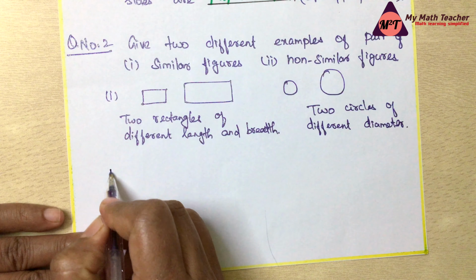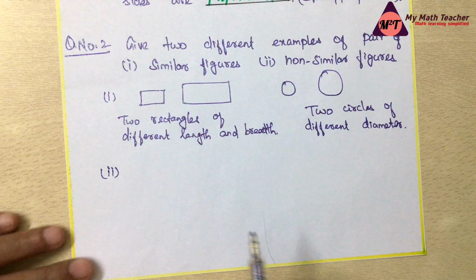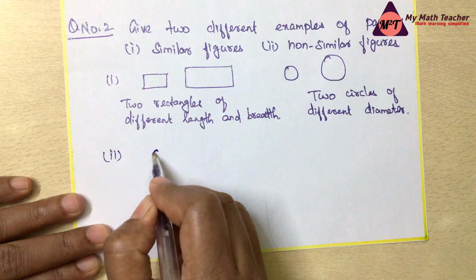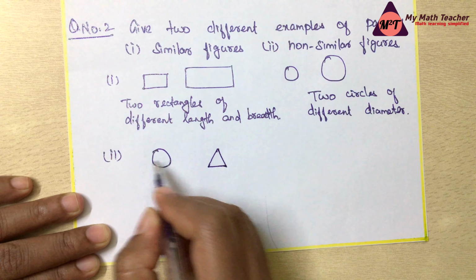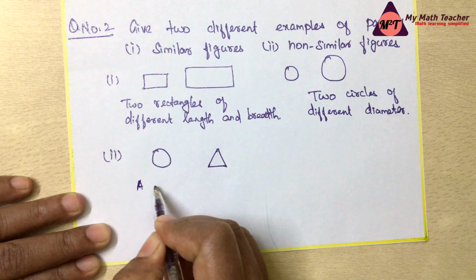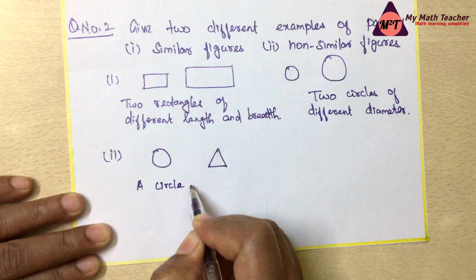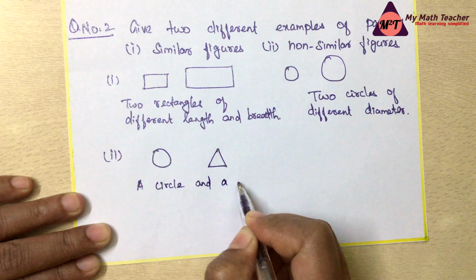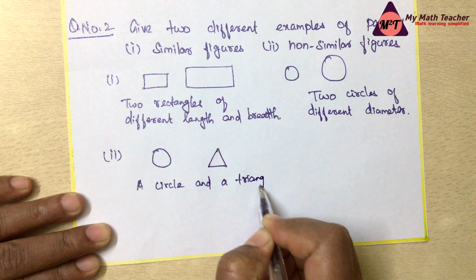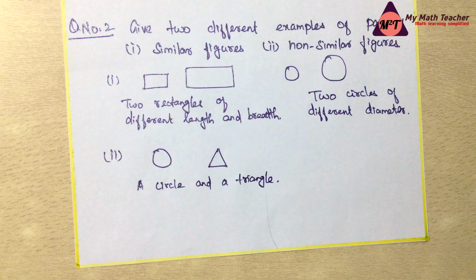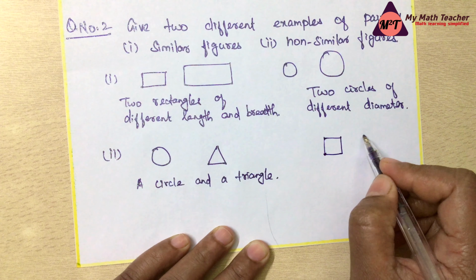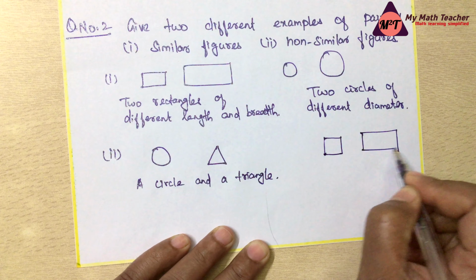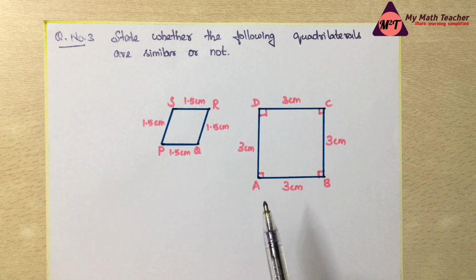Now let us give examples for non-similar figures. We can give one circle and one triangle because both are of different shapes. A circle and a triangle. The next example which we can give is a square and a rectangle.